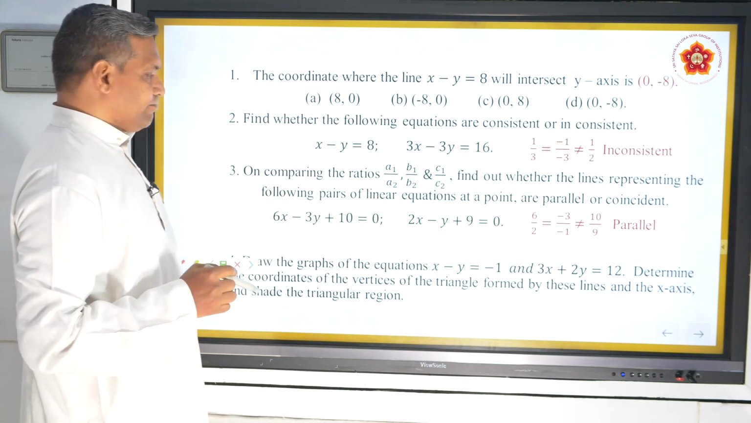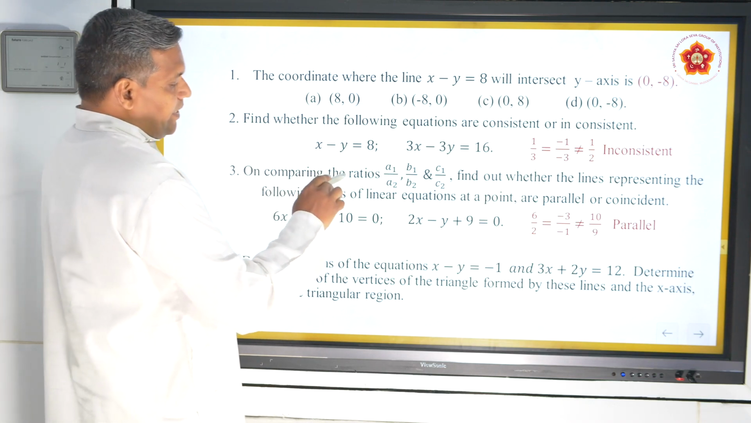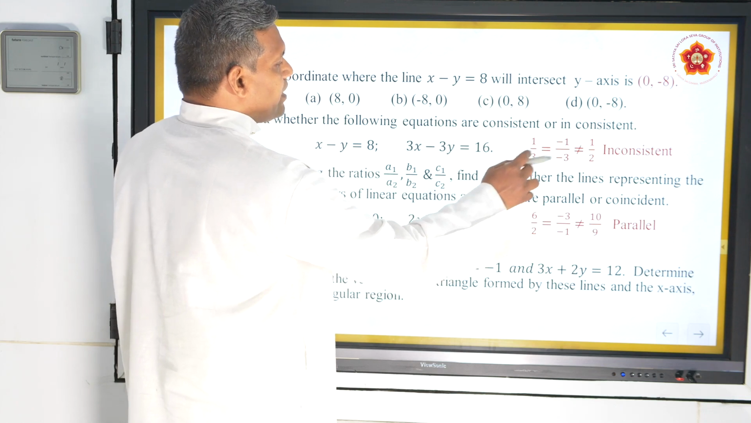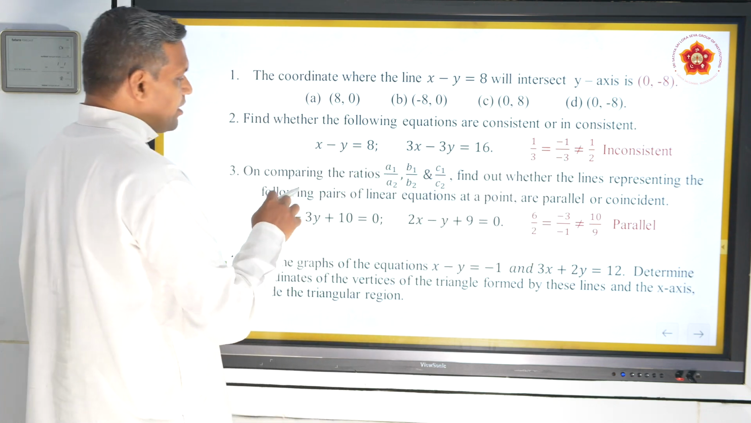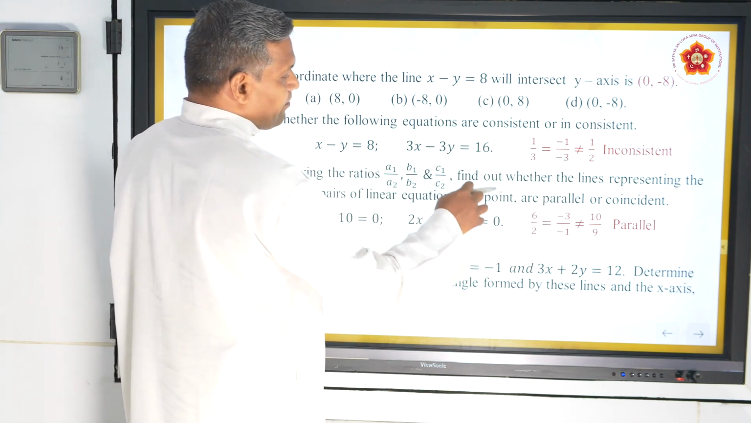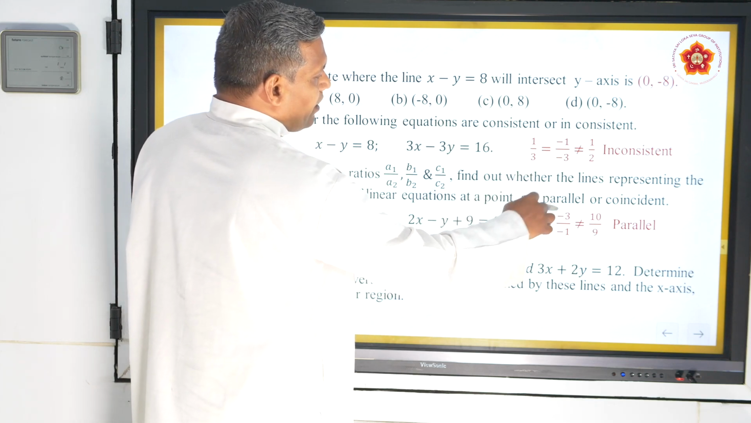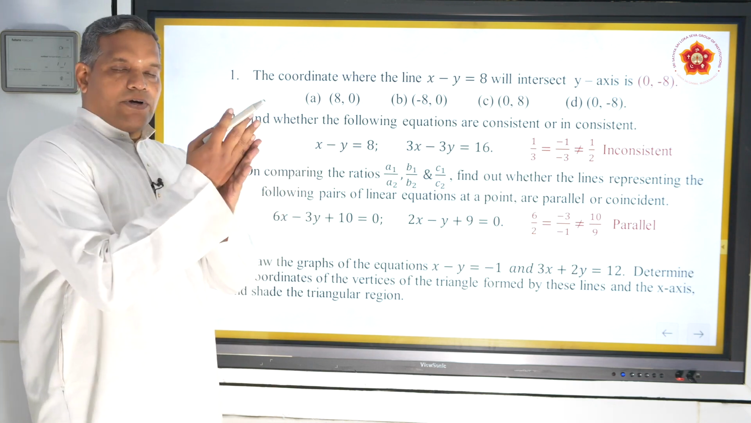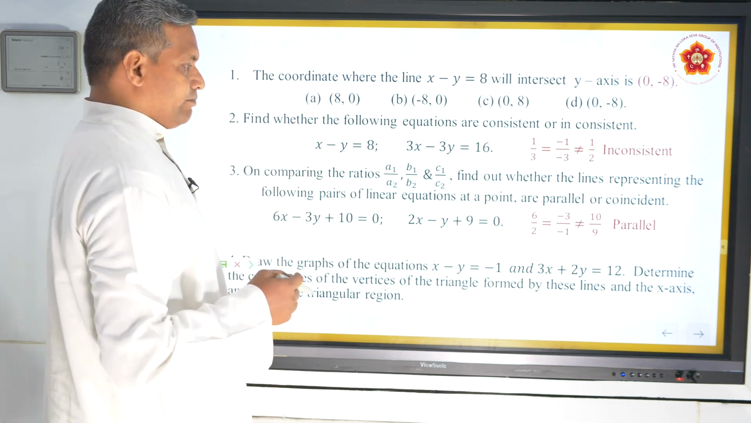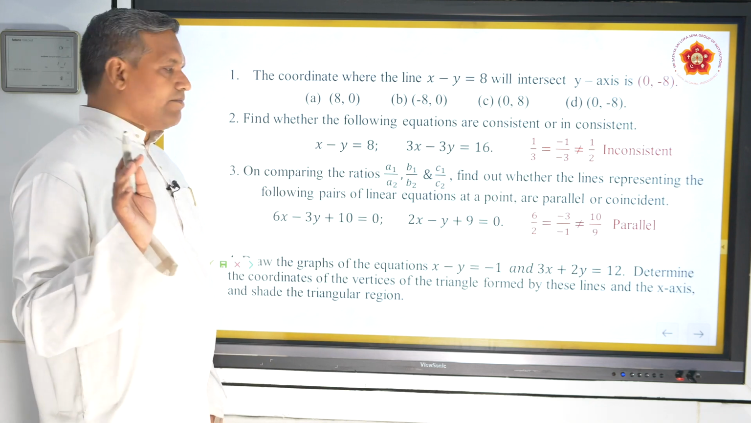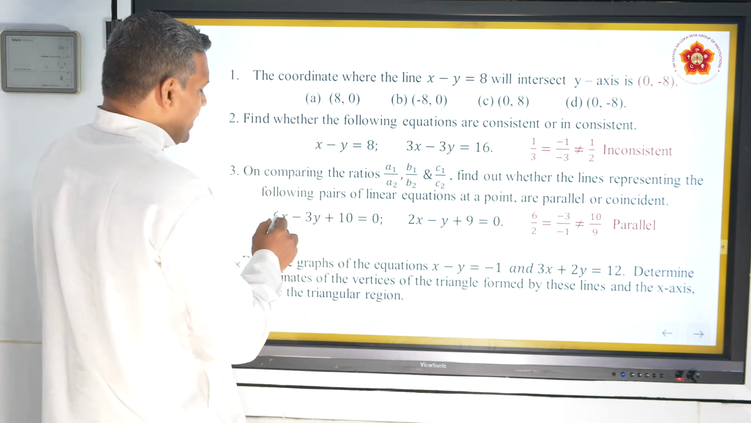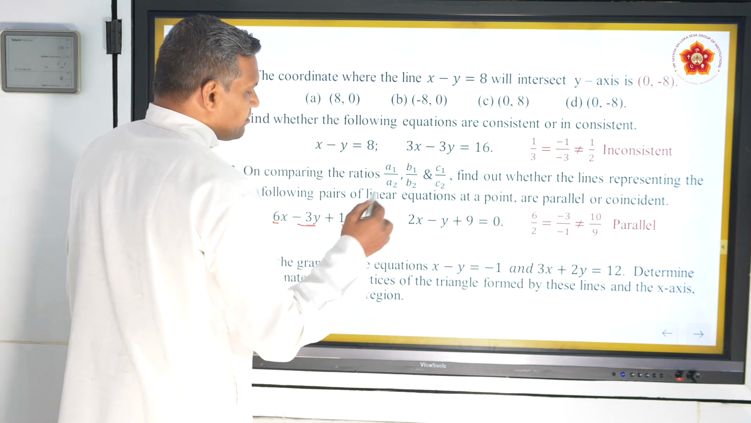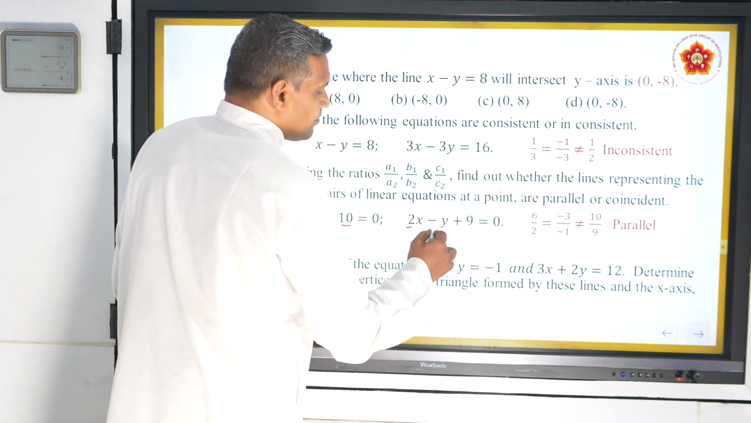Let's go to the third one. On comparing the ratios of a1 by a2, b1 by b2, c1 by c2, find out whether the lines representing the following pairs of linear equations at a point are parallel or coincident. Either they are parallel or one upon another, coincident, is the question. Once again, the process being the same, let us take the a1 value, b1 value, c1 value, a2, b2 and c2.